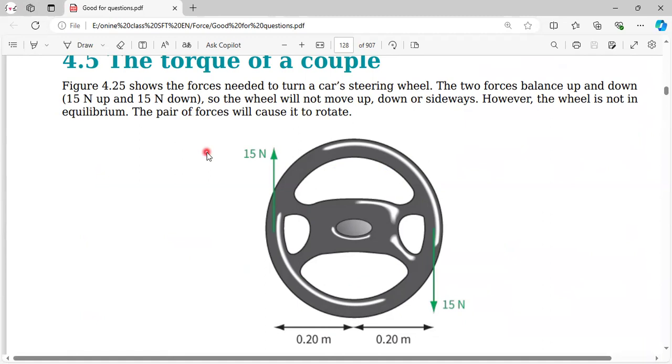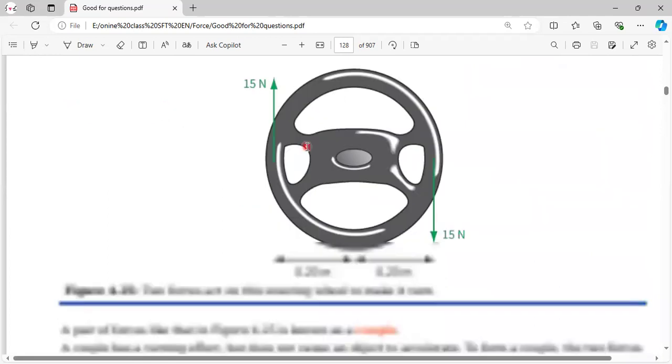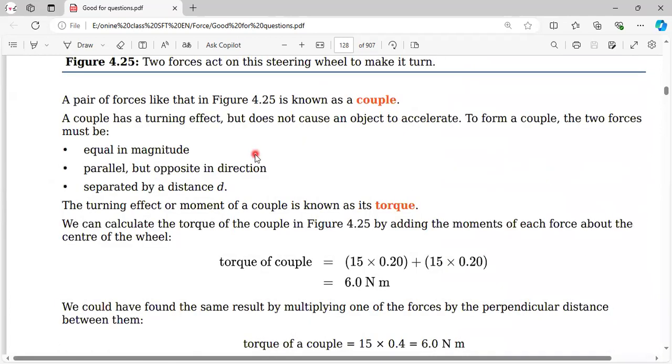I'll only do up to this point, and I'll send the questions as well. Next week we'll start from the torque of a couple, which is similar to moments. Briefly, if any moment around a pivot point satisfies these three conditions, it becomes a couple, right? A pair of forces like this is called a couple.